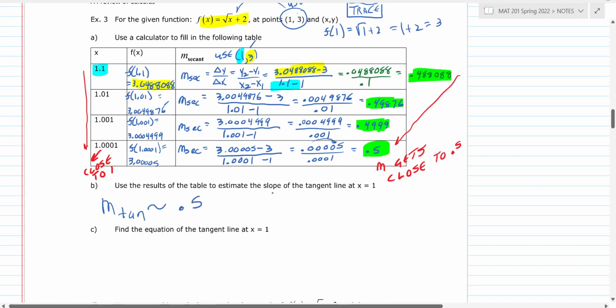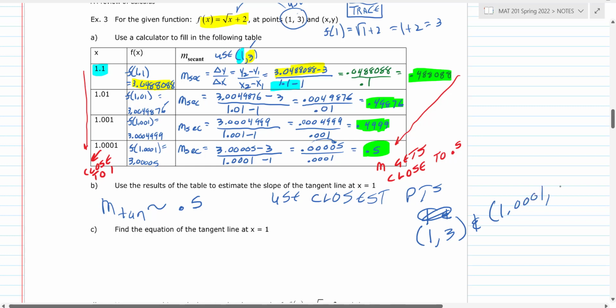Okay, because remember, we're using the closest points that we can. Okay, and the points that are the closest are these 2 points. We have 1, 3, and we had 1.0001 and 3.00005. Okay, so the closer these x values get to each other, the closer the slope gets to the slope of the tangent line.